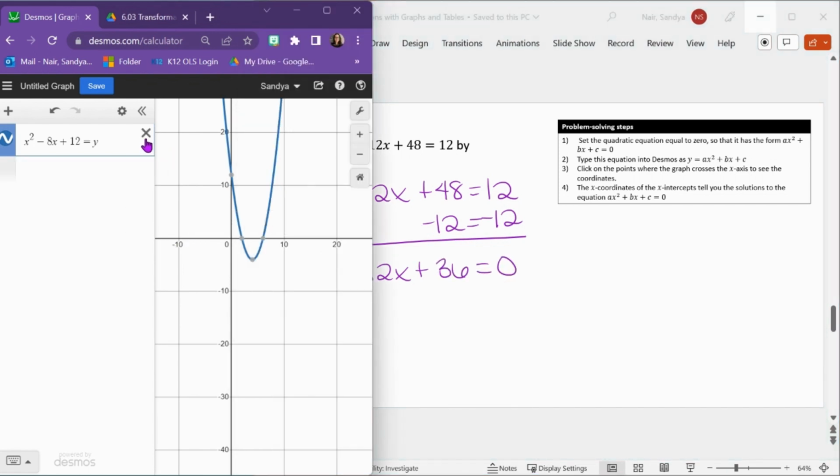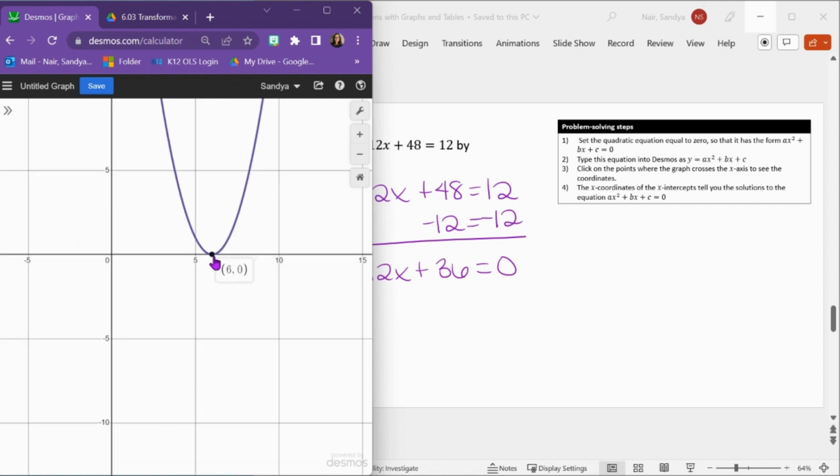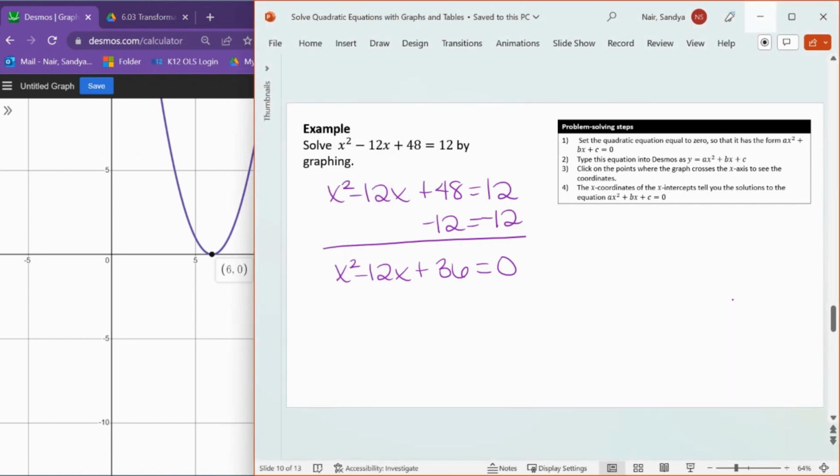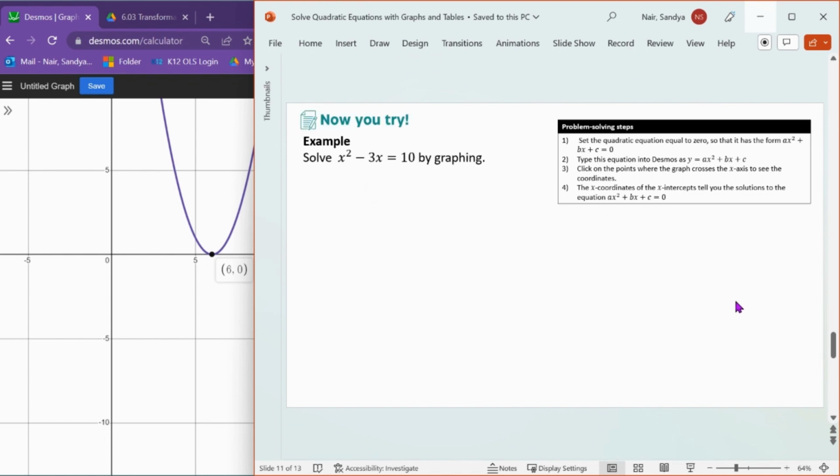So I'm going to go now to Desmos and type in this equation. So I have y equals x squared minus 12x plus 36. And notice that this graph only has one x-intercept, and that is at (6, 0). So that means that this quadratic only has one solution, and that's going to be at x equals 6. So now you can go ahead and pause the video and try doing this example on your own.